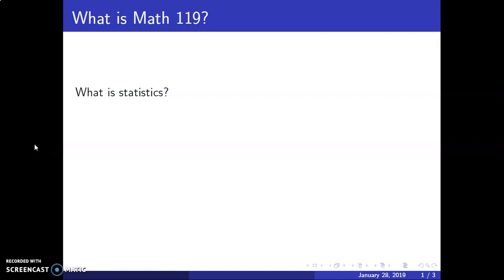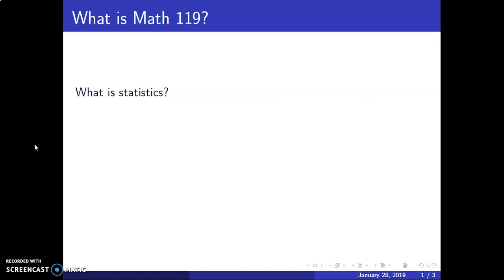Hi everyone, I wanted to spend a few minutes answering this question before we get any deeper into the class. So we've learned all that terminology, starting to wrap our heads around that. Let's take a look just where we're going to go, because once we get the terminology under our belt, then obviously we dive in. So let's answer the question, what is Math 119, or more specifically, what is statistics?